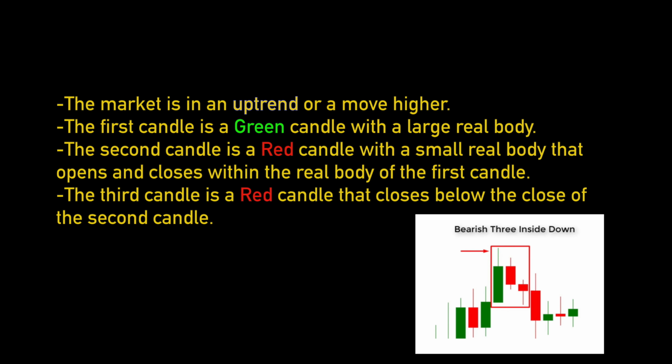The three inside down bearish pattern. The characteristic of this pattern is that the market is in an uptrend or a move higher. The first candle is a green candle with a large real body. The second candle is a red candle with a small real body that opens and closes within the real body of the first candle. And the third candle is a red candle that closes below the close of the second candle.